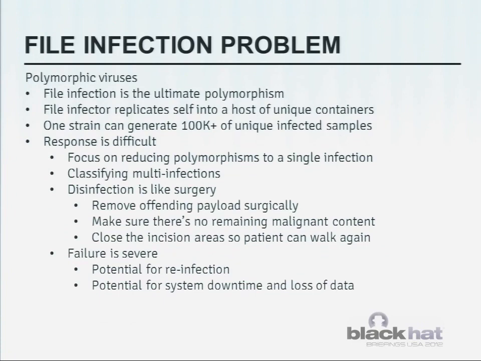So this sort of segue leads us into really the file infection problem that we will be addressing today, and why are these polymorphic viruses important? We view the file infection at the endpoint as really the ultimate polymorphism. It's a situation where an infector replicates itself into a host of unique, different containers, where one strain can generate literally hundreds of thousands of unique infected samples.